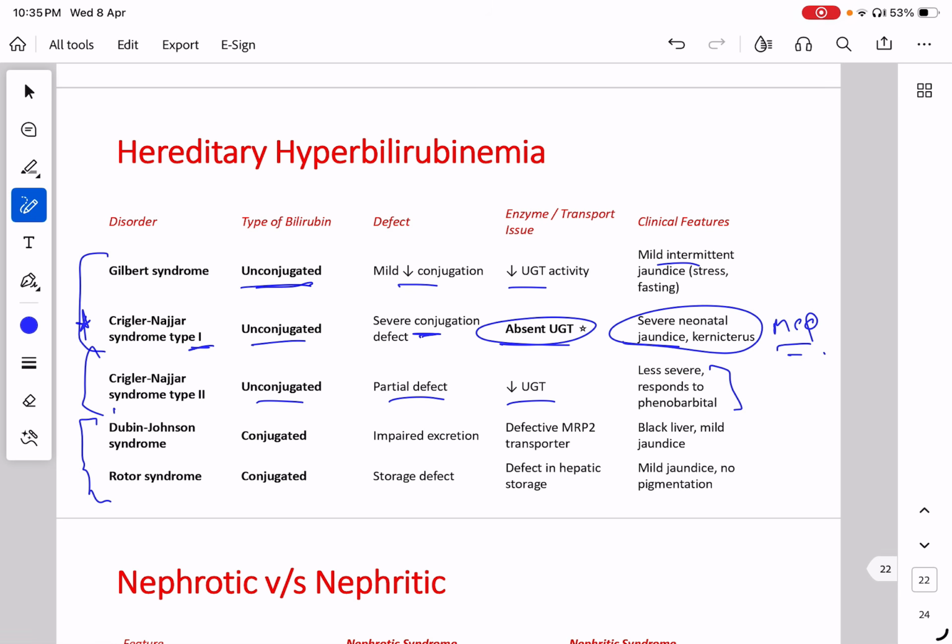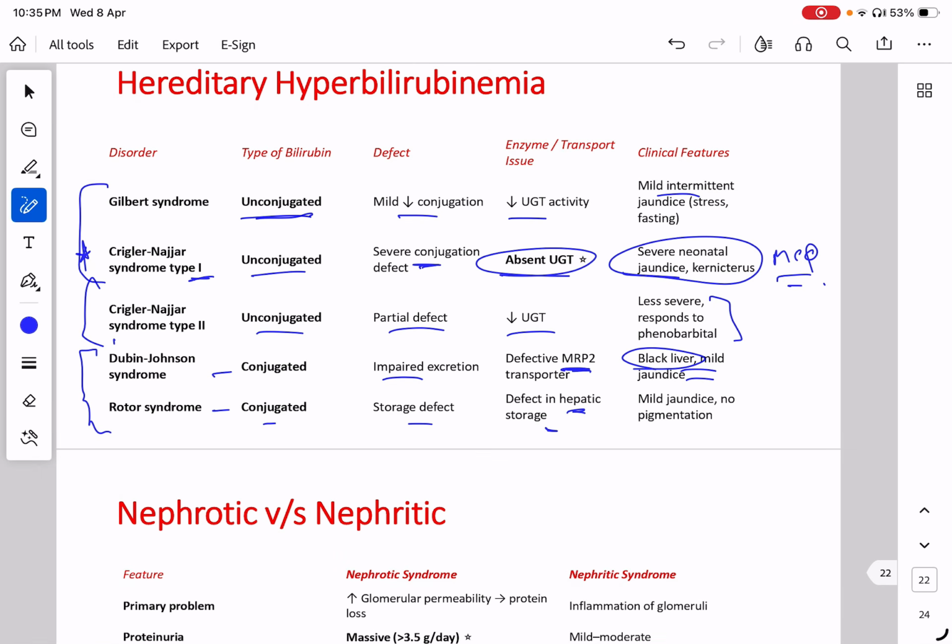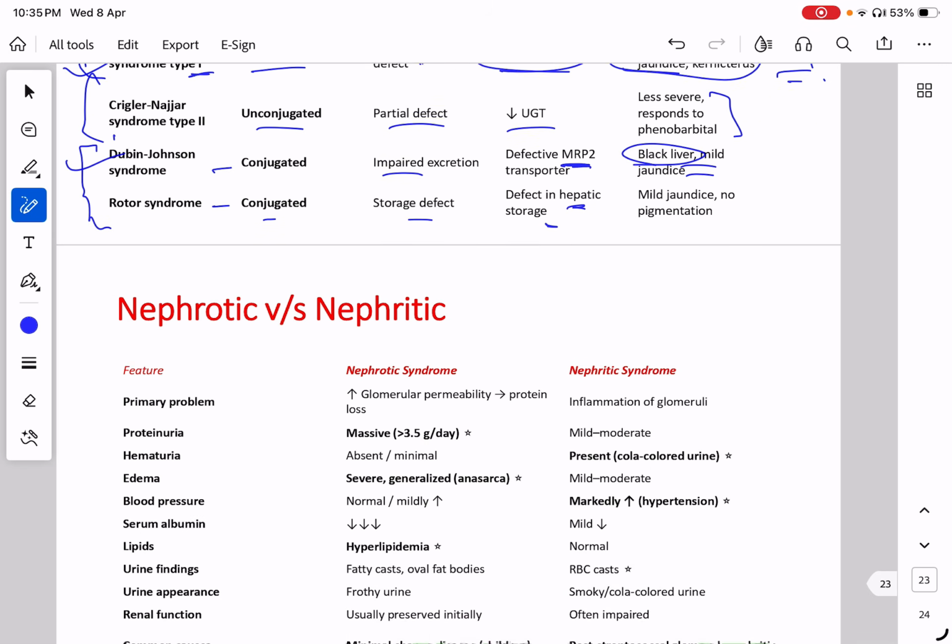Now, Dubin-Johnson and Rotor syndrome are conjugated. Dubin-Johnson has impaired excretion, defective MRP2 receptor, black liver, mild jaundice. So a case can be asked with black liver in autopsy. So the case can be formed like this for Dubin-Johnson syndrome. Rotor syndrome is conjugated, with a defect in hepatic storage, mild jaundice, and no pigmentation. So here Crigler-Najjar 1 and Dubin-Johnson are the two important varieties.